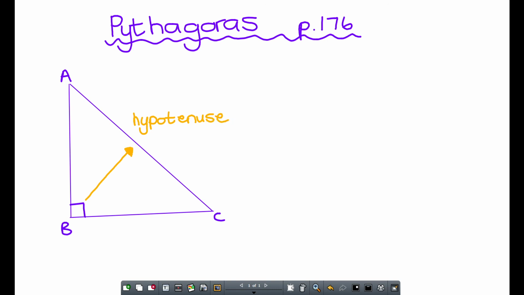Okay, so that would be the hypotenuse. Now, your hypotenuse will also be the longest side of your triangle. It is the longest side.